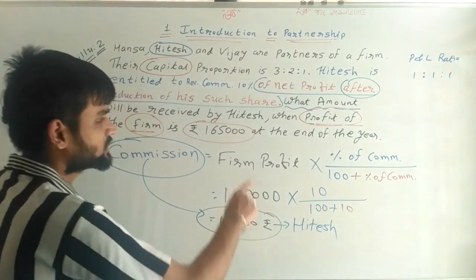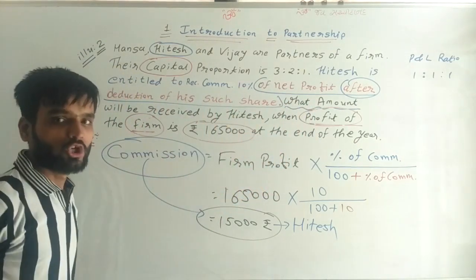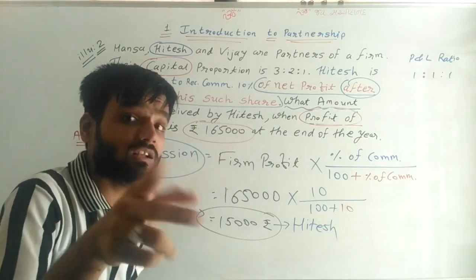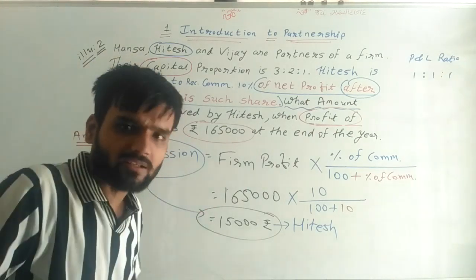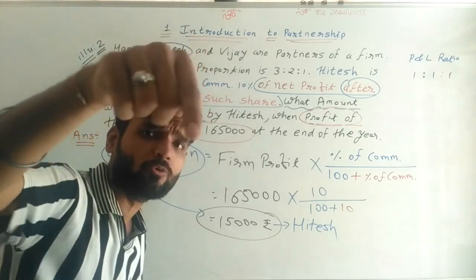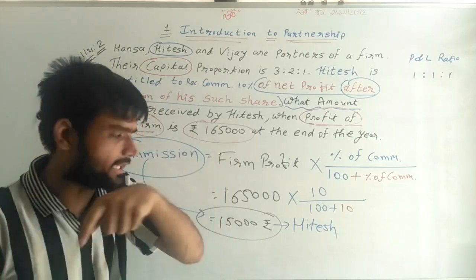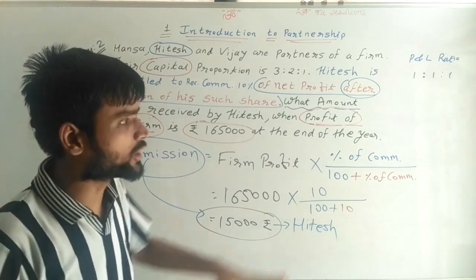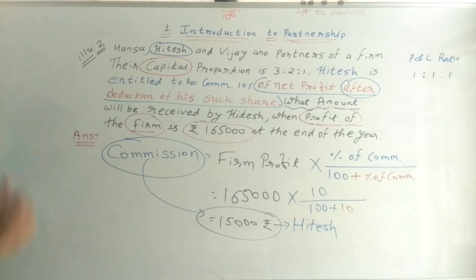But sir, what is your question? What amount will be received by Hitesh? So Hitesh will receive 15,000 commission plus profit also. The profit which is distributed among the partners is also given to Hitesh, and that's why Hitesh gets commission plus profit. Now we are doing the calculation of profit.